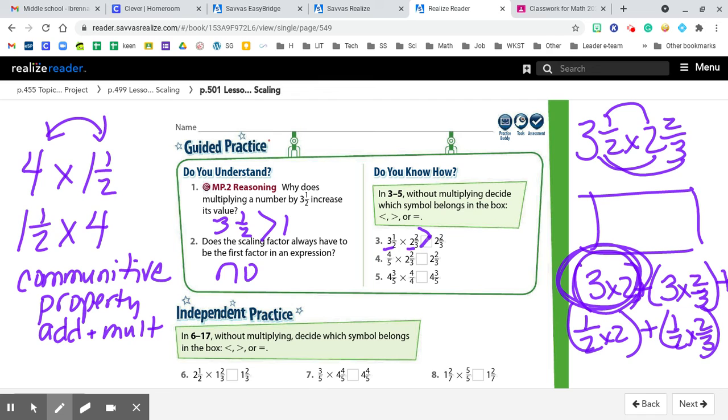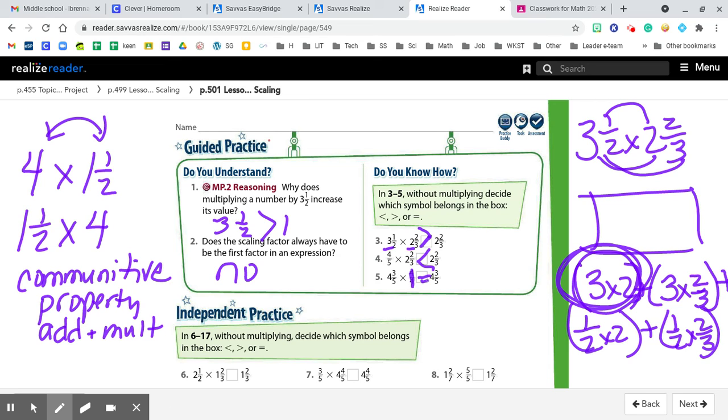For the next one, 4/5 times 2 2/3. We know 4/5 is less than 1. So when we multiply a number less than 1 times 2 2/3, we're going to get a value smaller than 2 2/3. And for number 5, 4 3/5 times 4/4, which equals 1, is going to get a value equal to 4 3/5.